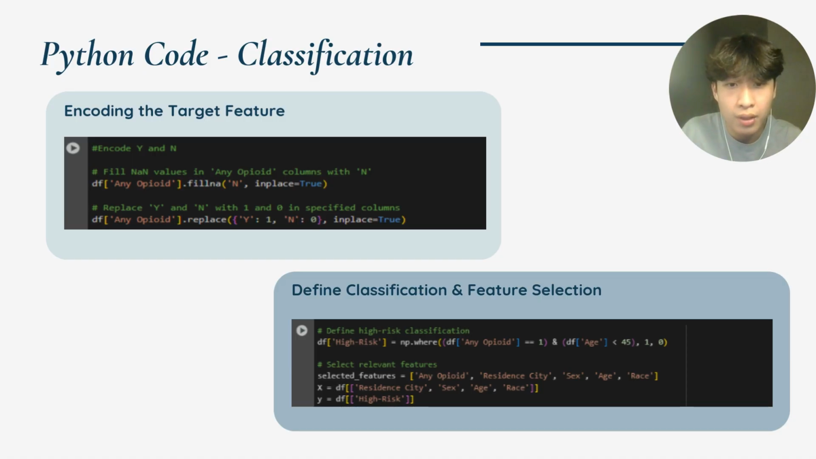Under it would be defining the class, which would be high risk, and the specification would be that opioid is present and age is over 45. And under that would be selecting the features. So the independent variables would be the resident city, sex, age, and race. And the target variable would be the high risk individuals.